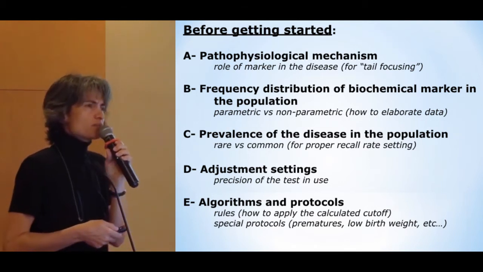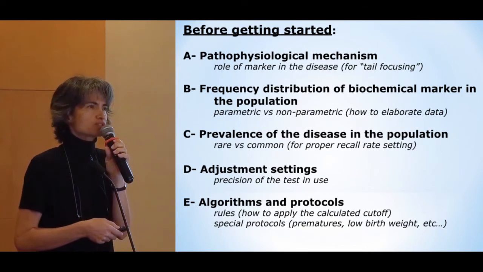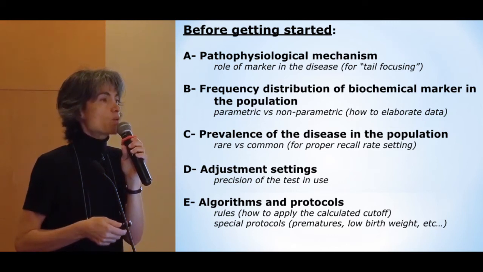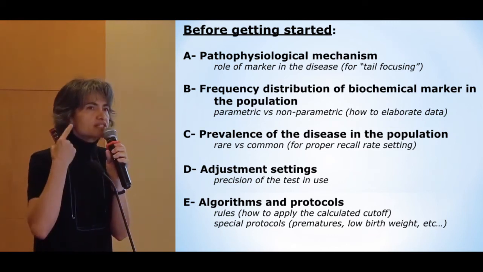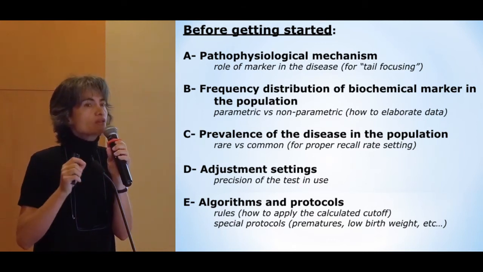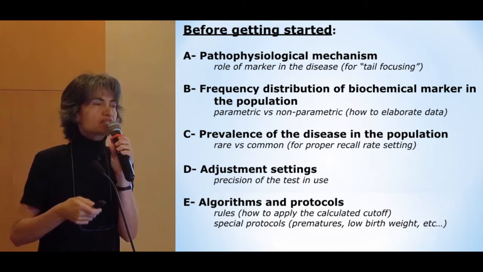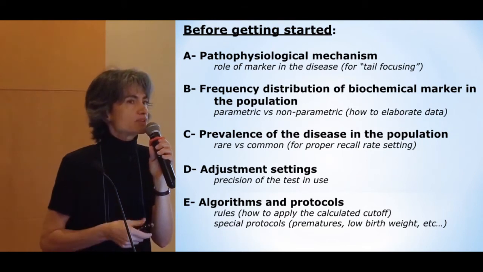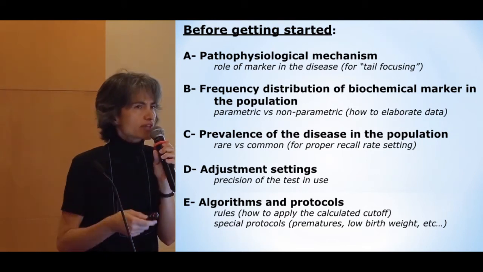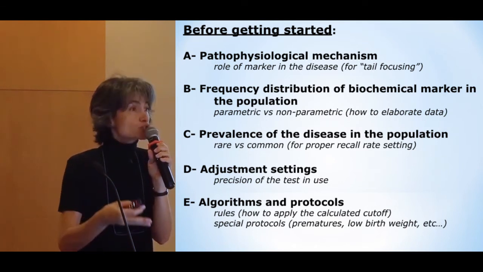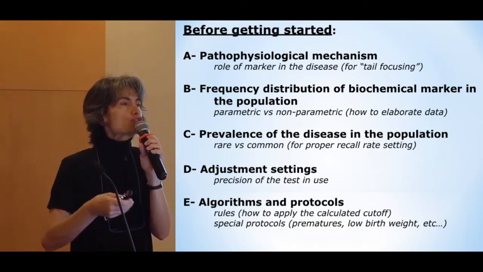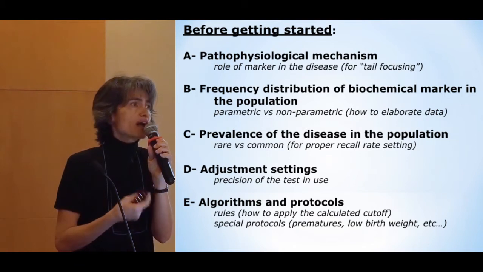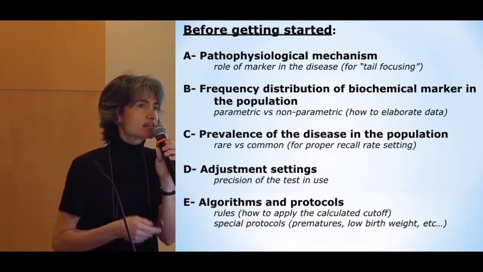And then there's another point to ponder just before starting: the prevalence of the disease among the general population. Why this? Because it gives us the magnitude of the recall rate. That is, how many babies do I have to recall in order to make sure to identify as many affected babies as possible, okay? I give you an example. If your disease is extremely common, like let's say 3% of the population is affected, and you have a recall rate of 1%, you're going to miss many cases, okay?